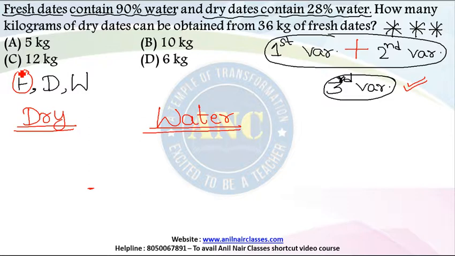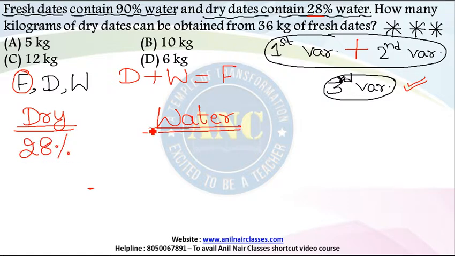I hope you are understanding the language, sir. So, dry dates coupled with water will give me the resultant as fresh dates. That means the resultant should be fresh dates. Now see here, how much water do dry dates contain? Dry dates contain 28% water quantity, right?